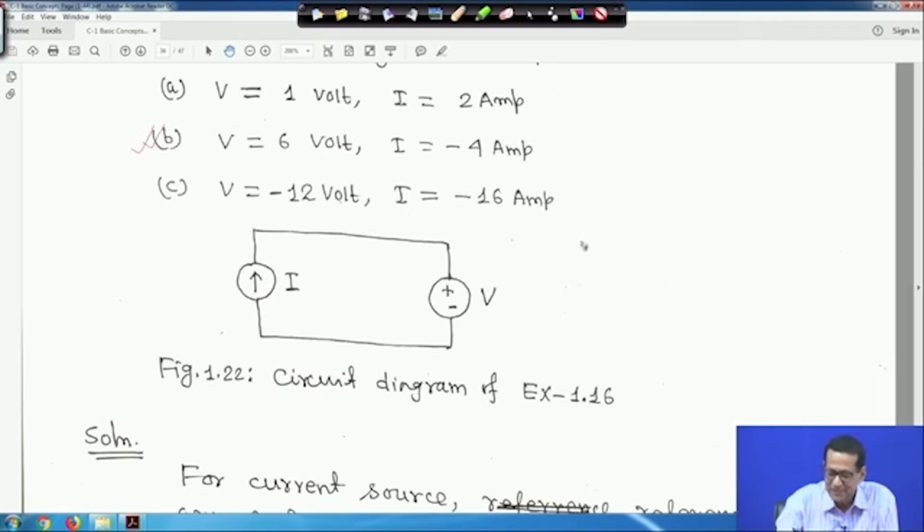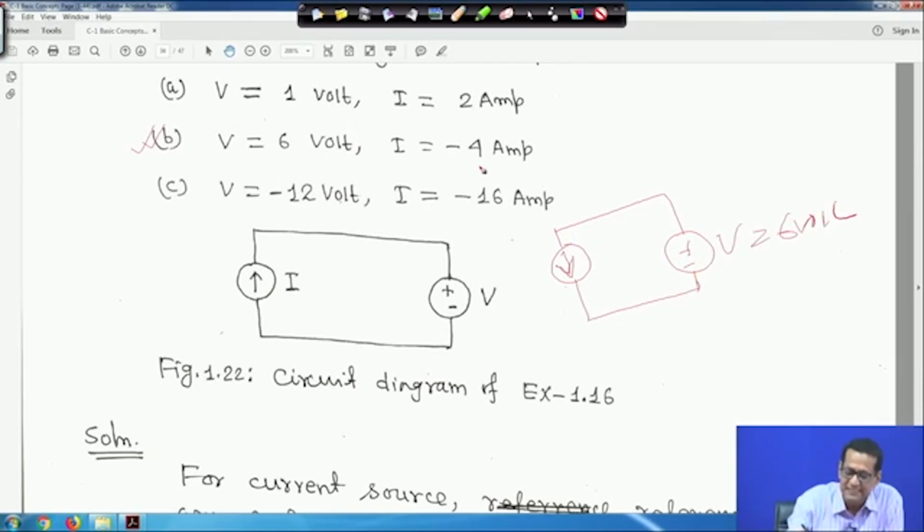So for your understanding, if I draw it like this, because I is equal to minus 4 showing this direction, so I am making this arrow this direction, and this is your voltage source. Voltage is 6 volt. So in the second case, V is equal to 6 volt, and I is minus 4 ampere this direction.